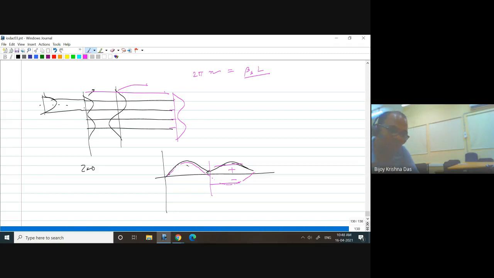But if the antisymmetric mode travels, and it acquires a phase of 2m plus 1 times pi, equal to beta_as L, that means an odd integer multiple of pi. If it travels and acquires odd integer multiples of pi, in that case this antisymmetric mode will look like this.